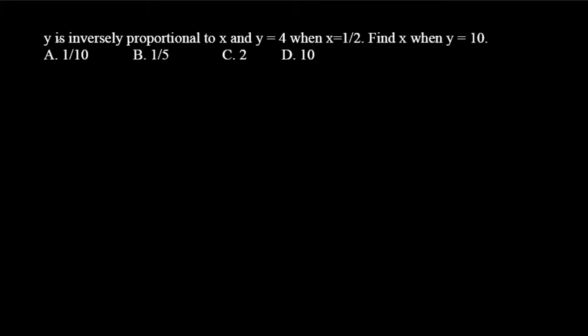From the very first statement, it says y is inversely proportional to x. So that tells you the relationship between y and x. To represent this mathematically, since it's inversely proportional, you say y is proportional to 1 divided by x. So this represents an inverse variation.